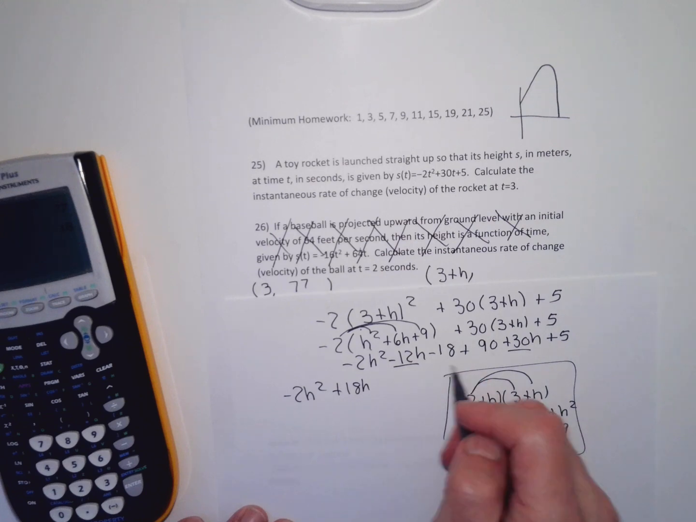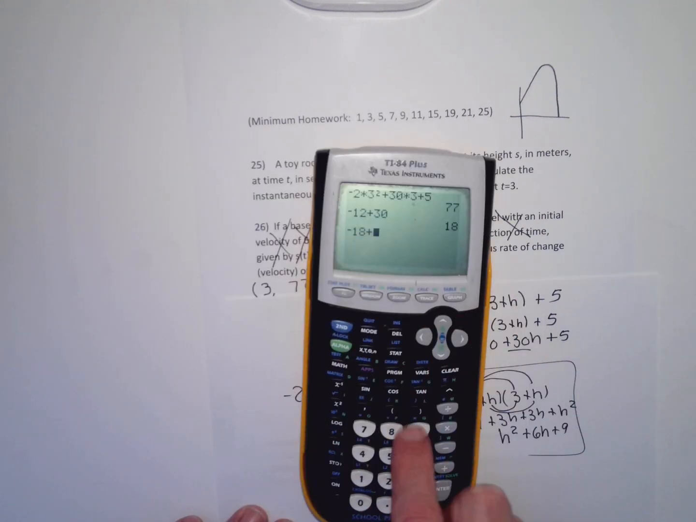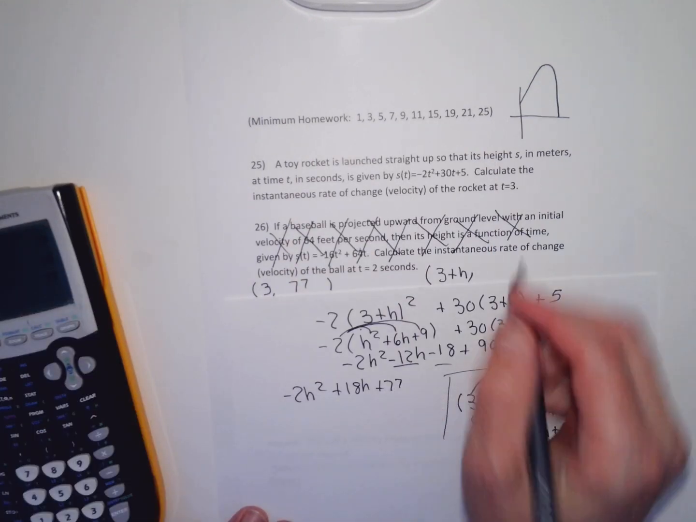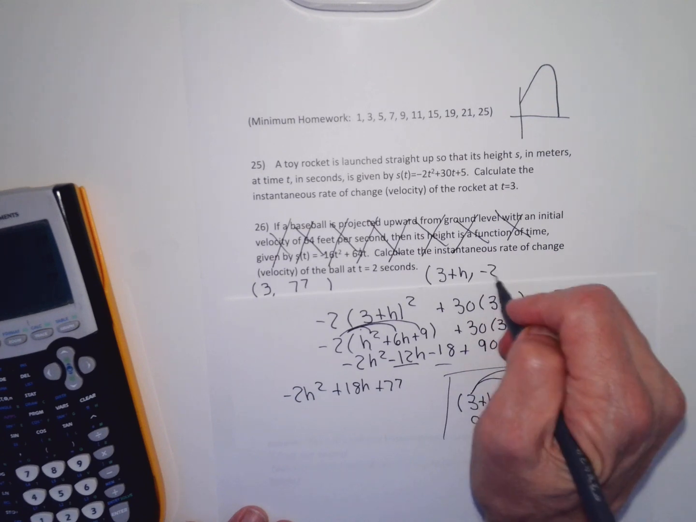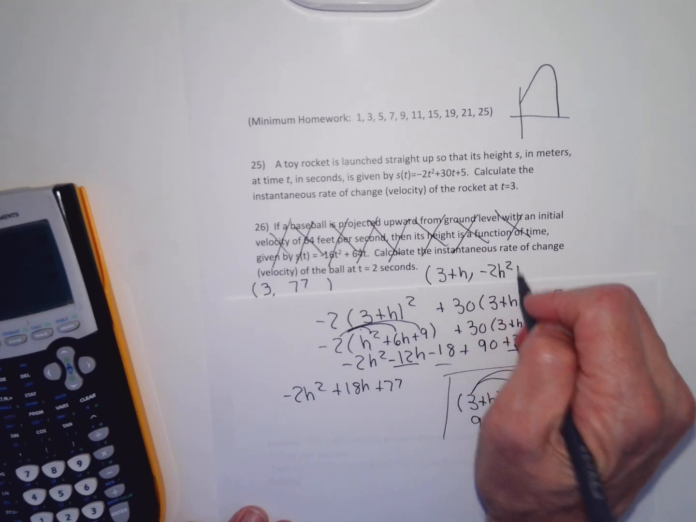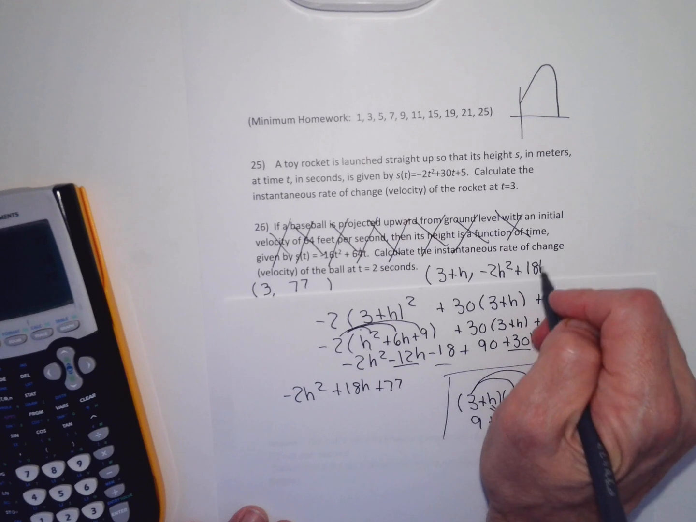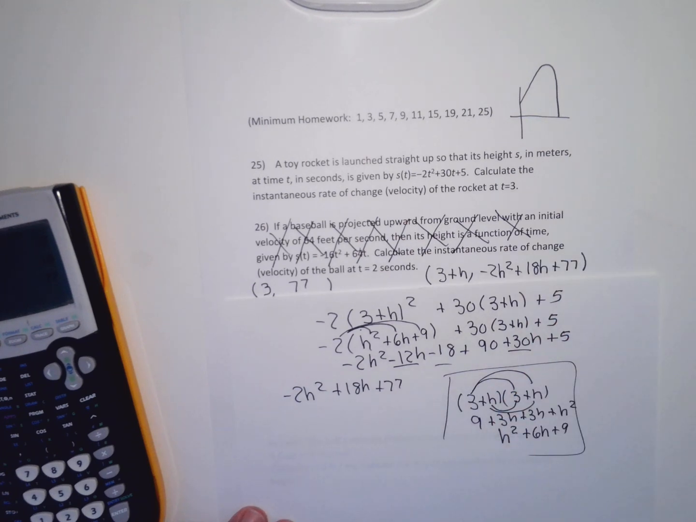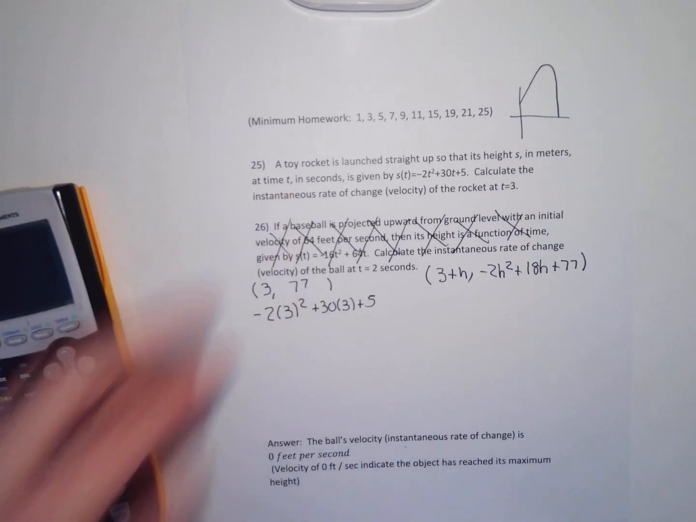And then negative 18 plus 90 plus 5 gives me positive 77. So the second point, its y is negative 2h squared plus 18h plus 77. There's my 2 points. Now I'm going to analyze the points a little bit.